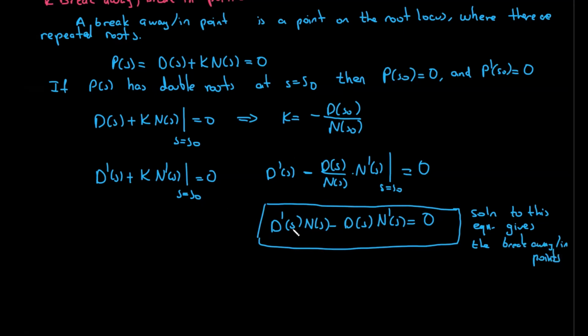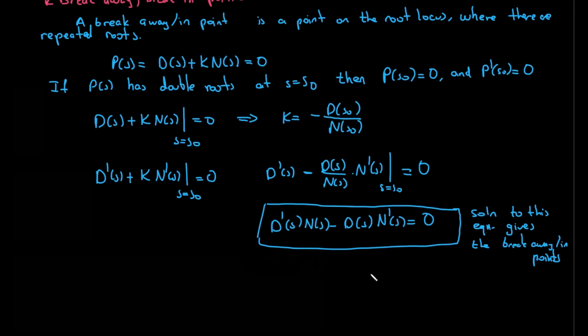And when you find the roots, you can find s0 by solving this equation. And how are you going to find the corresponding K value? By replacing s0 in this equation, you can find the K value as -D(s0)/N(s0). So the roots of this equation will give you s0, and the corresponding K value will be D(s0) divided by N(s0) times minus 1.